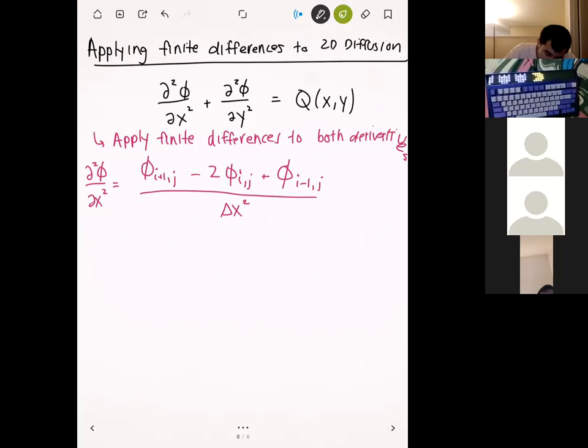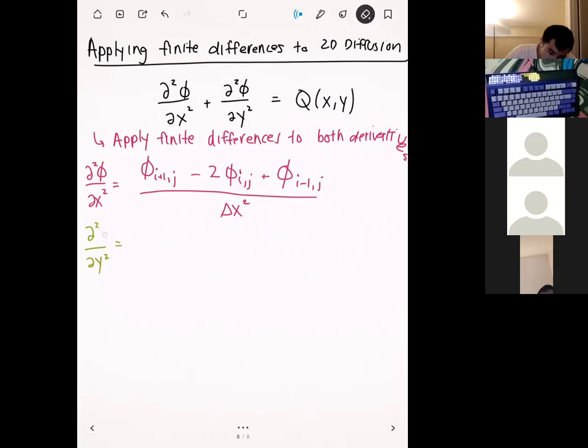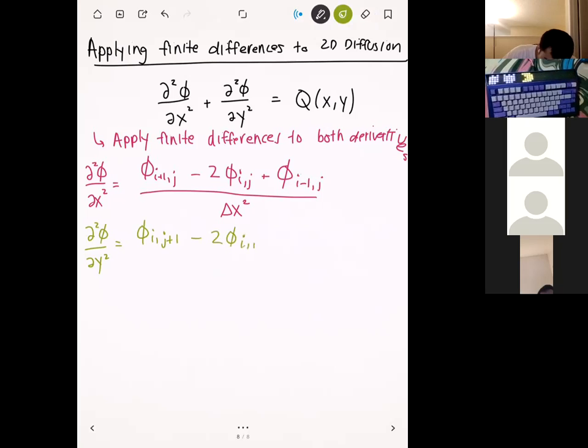In contrast, let's look at the finite difference approximation for the y derivative. We have partial squared phi partial y squared, right? And so the formula for this is going to look very similar. We're going to have phi i, j plus 1, minus 2 phi i, comma j, plus phi i, j minus 1, all divided by delta y squared.